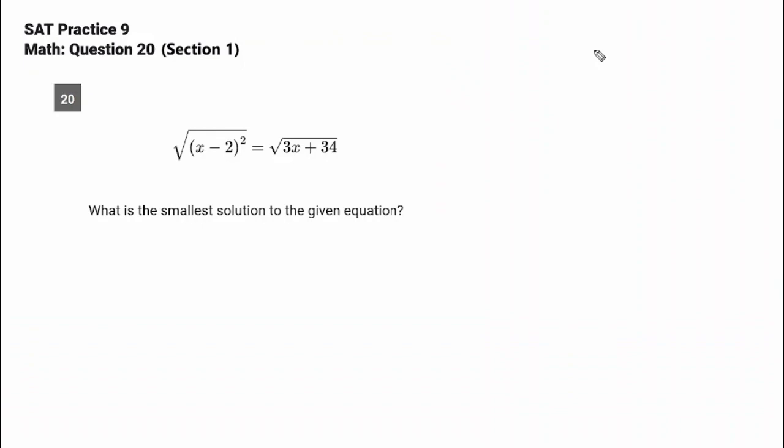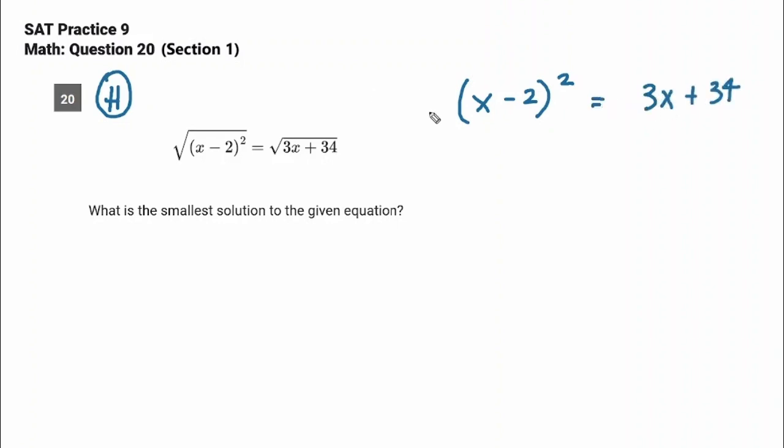We're on SAT Practice Test 9, Math Section 1, Question 20. What's the level of difficulty here? It's hard. You've got this really nasty looking equation. What's the smallest solution to the given equation? So we're going to start by rewriting the equation, except I'm going to start by writing the equation with a little bit less than what's there.